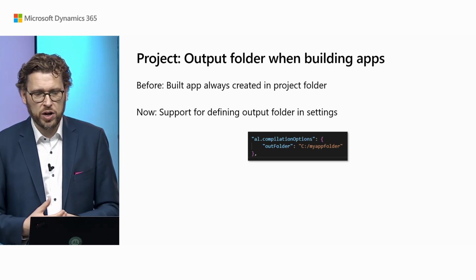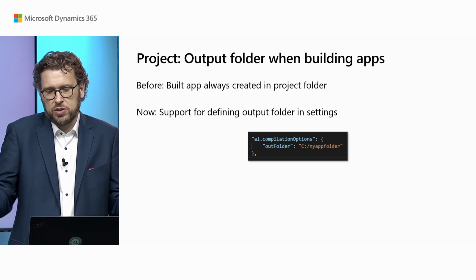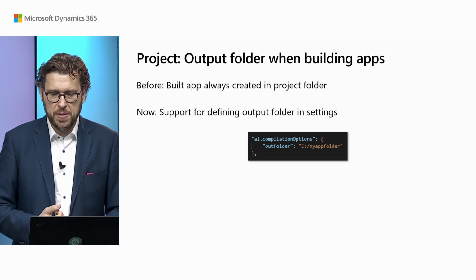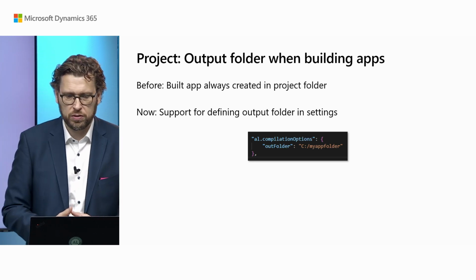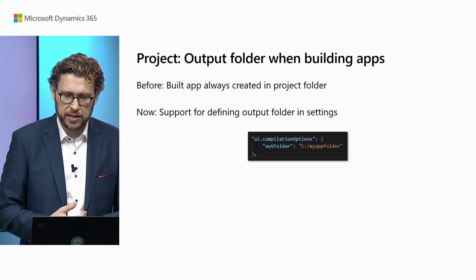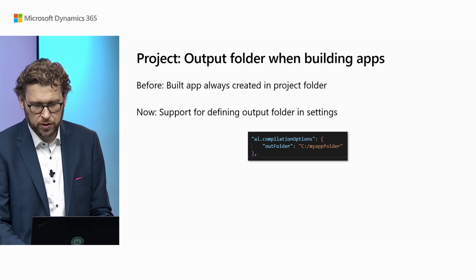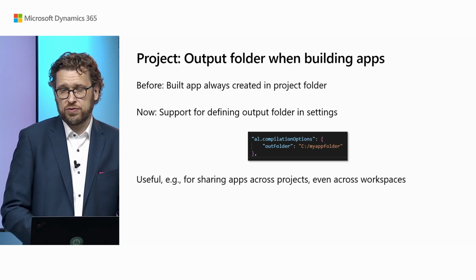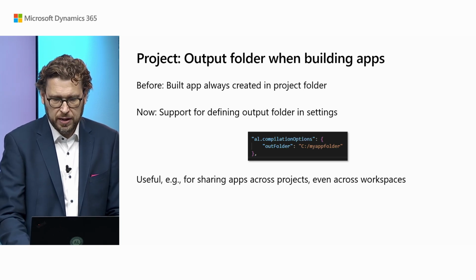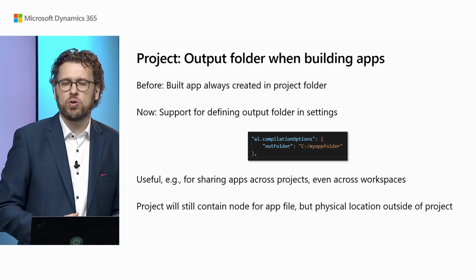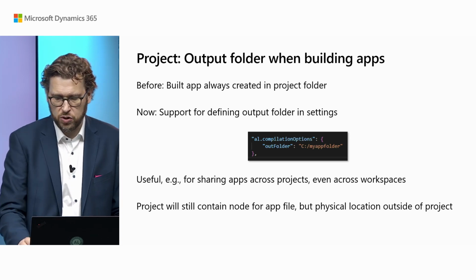Similarly, for projects, when you are building apps, we typically put those today in the project folder. But maybe you want to reuse those and support having an output folder. And now we support that. So in the AL compilation options, you can now specify an out folder for your app. As I said, that is useful, for instance, for sharing apps across projects or even workspaces. The project will still contain a node for the output file, but it could physically be located outside of the project itself.